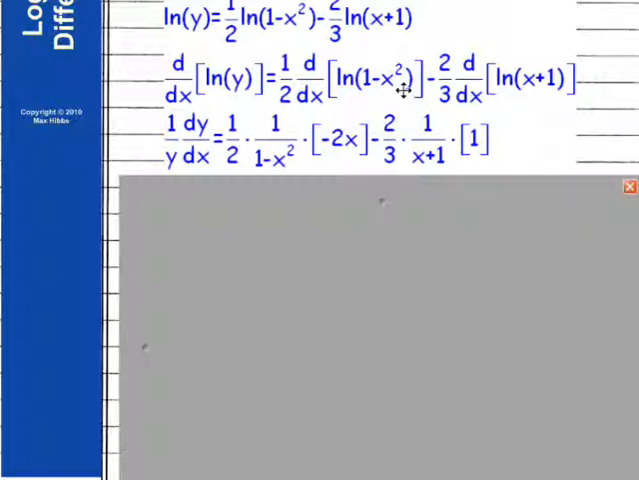Now, over here, we have the constant 1/2, which I've rewritten, but we're taking the derivative of a logarithm, and the derivative of a logarithm is 1 over the argument. So we have 1 over 1 minus x squared, and then we have to multiply with the derivative of the argument. And so the derivative of 1 minus x squared is negative 2x, and that's what I've written here.